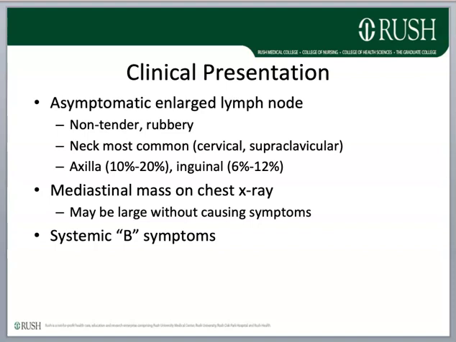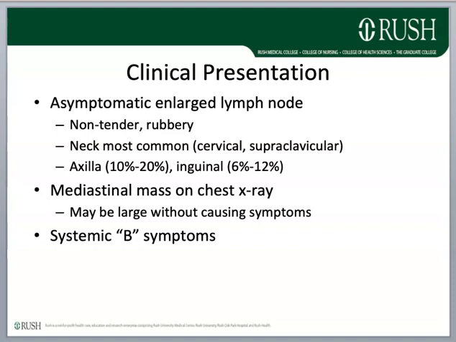Enlarged nodes are found in the axilla in 10 to 20% of patients, and inguinal node involvement in about 6 to 12%. A second common presentation is the discovery of a mediastinal mass on routine chest film, usually done for some other reason.